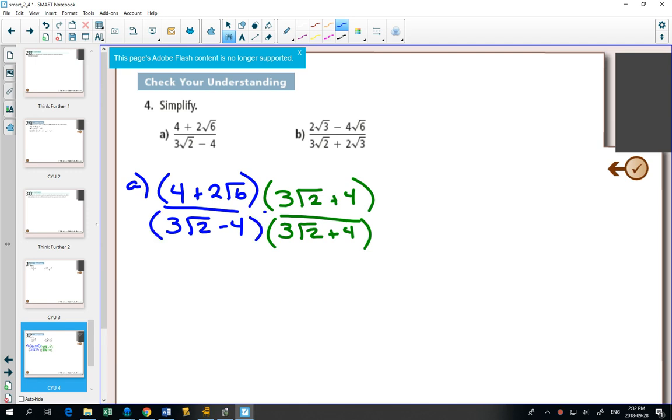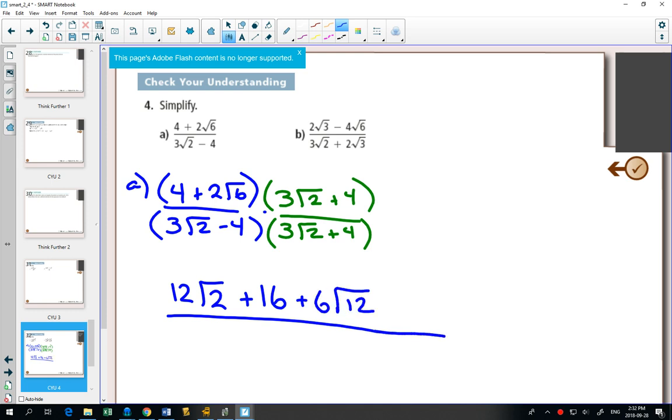So we'll have to FOIL things out. On the top, 4 times 3 root 2. You multiply the numbers and multiply the radicals. 4 times 4. 2 root 6 times 3 root 6. Well, 2 times 3 is 6. Root 6 times root 2 is root 12. And then finally, 2 root 6 times 4. 2 times 4 is 8. Root 6.